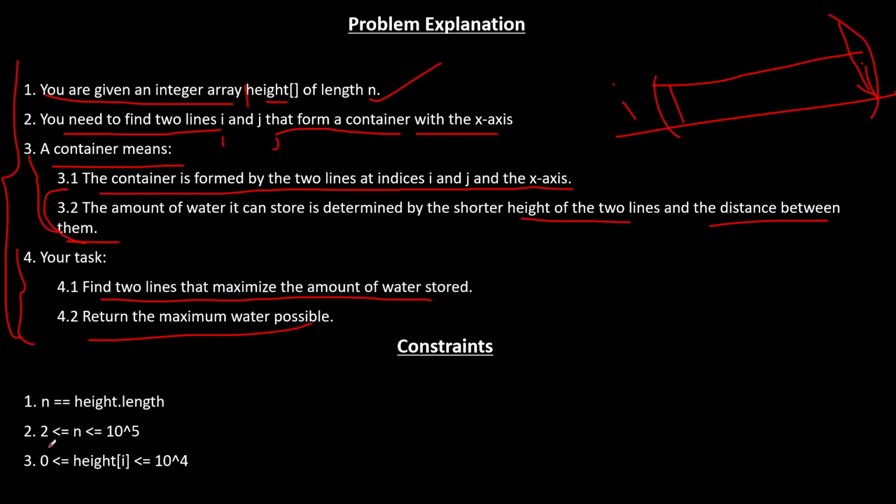Now let's understand the constraints. n is the length of the height array, and n can be from 2 to 10 to the power 5, and height can be from 0 to 10 to the power 4. So these are the constraints given to us, and this is the problem explanation. Now let's move to the next slide.